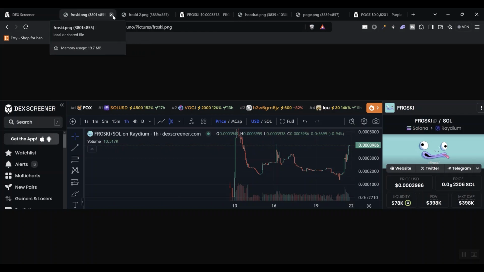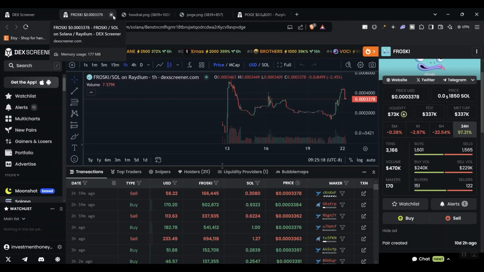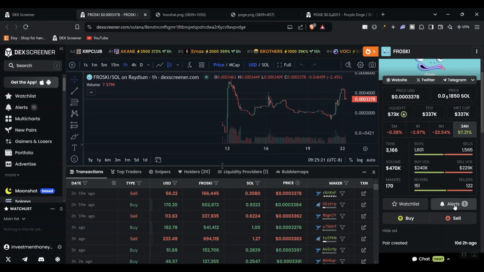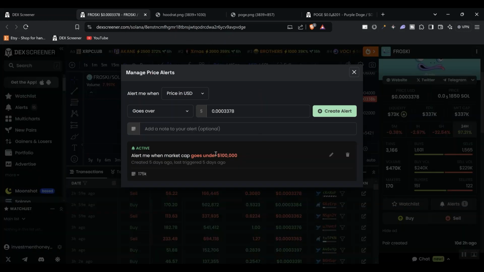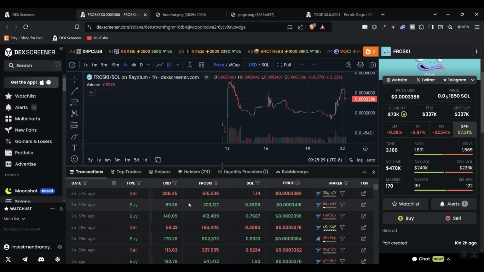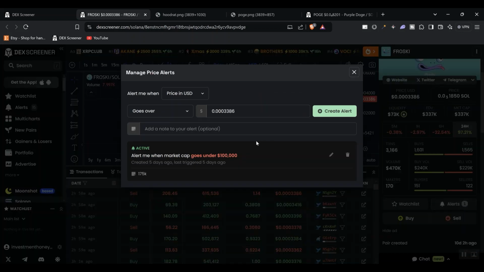Okay, so we're going to close out Froski, and we are still keeping our alerts on this one. Actually, it's just one alert, but we're at 337, so it could still retrace since we are kind of in retracement mode right now. So I'll still keep an under on this one, but we're going to adjust it.